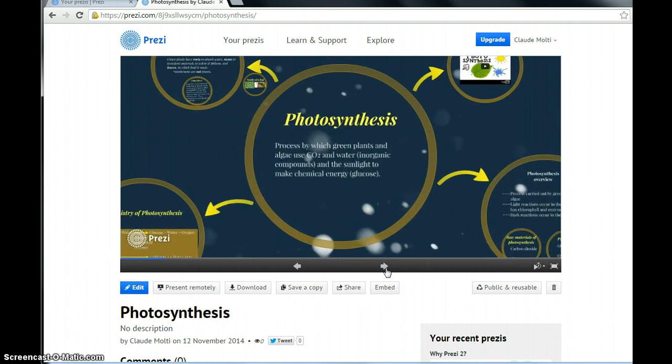Photosynthesis is a really long word, but it is easy to memorize and very easy to understand. Photosynthesis is the process by which green plants and algae use carbon dioxide and water, which by the way are inorganic compounds, and of course the sunlight to make food, glucose. We call this food chemical energy.